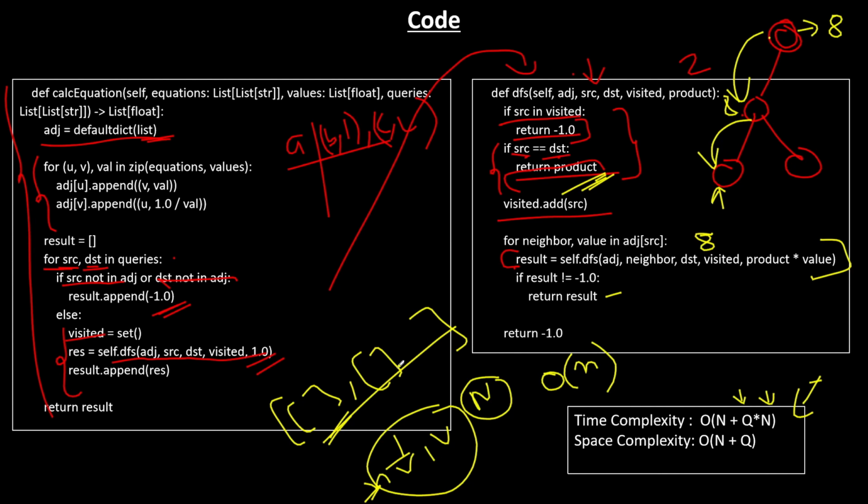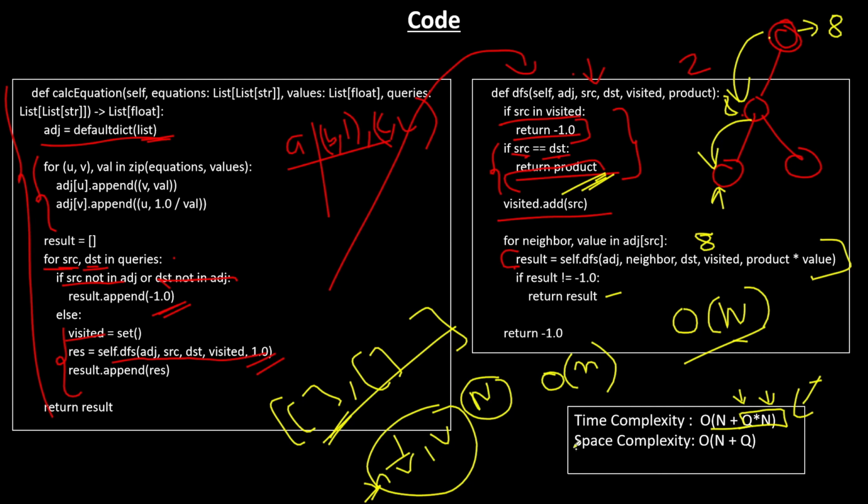Then we do the DFS traversal per query. The number of queries will be q, right? And for visiting all the nodes and edges once, for each query, we call the DFS, which takes O of n time complexity in the worst case. Therefore, for each query one DFS is called, so it becomes q into n. I hope you understood this. Therefore, the complete time complexity comes out to be n plus q into n.